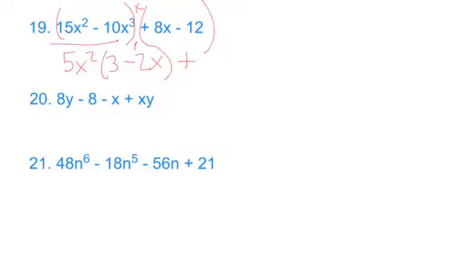Okay, so looking at the second set of terms here, I've got 8 and 12. This one doesn't have a variable, so the only common factor is going to be a whole number here. I'm going to say the common factor would be what? 4. All right, so I work with 4. So it's going to be a positive 4. 8 divided by 4 is going to give me a 2x.